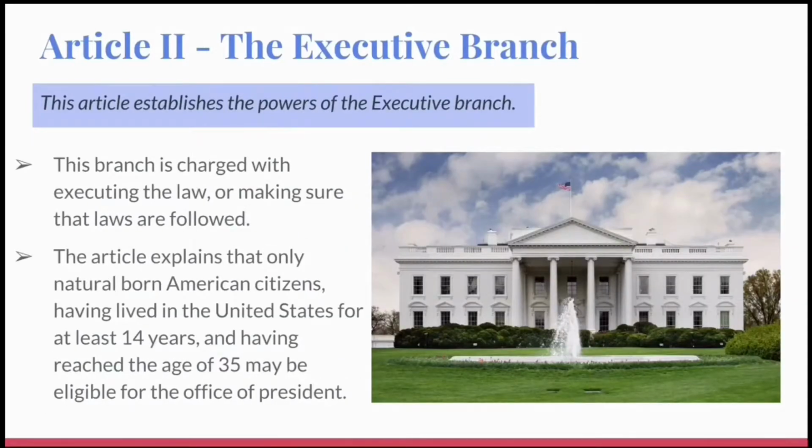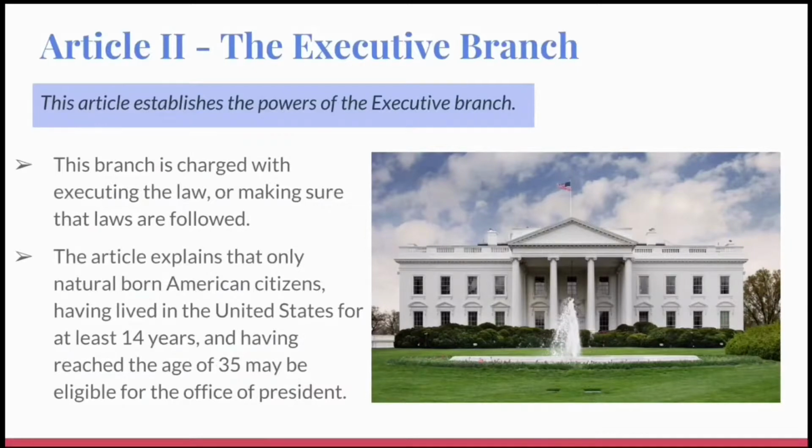Article 2 is going to talk about the executive branch. This branch is charged with executing the law, or making sure that laws are followed. This article explains that only natural-born American citizens having lived in the U.S. for at least 14 years and having reached the age of 35 may be eligible for the office of president. Real quick, true or false? Can Arnold Schwarzenegger become the president of the United States? The answer is no.